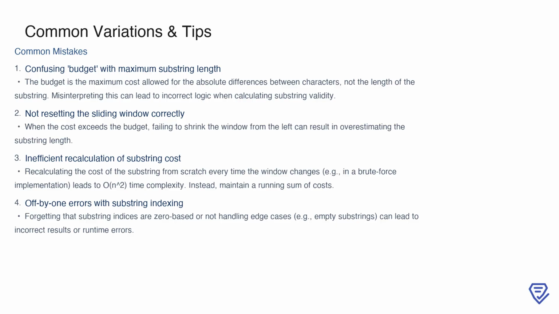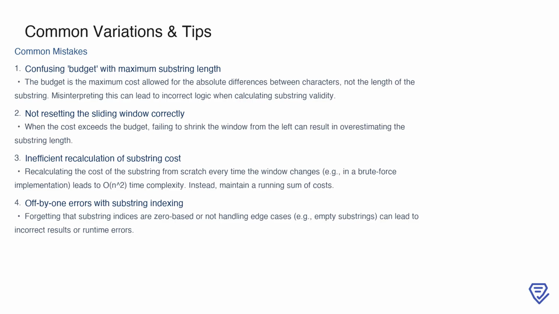Another frequent issue involves incorrectly managing the sliding window. If the cost exceeds the budget, you need to shrink the window from the left, otherwise, you might overestimate the substring length. Efficiency is another key point to watch for. Recalculating the substring cost from scratch every time the window changes, as in a brute force approach, can result in a time complexity of O(n squared). Instead, you should maintain a running sum of costs.